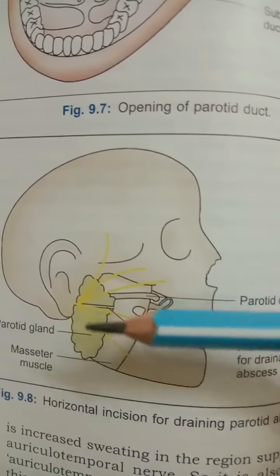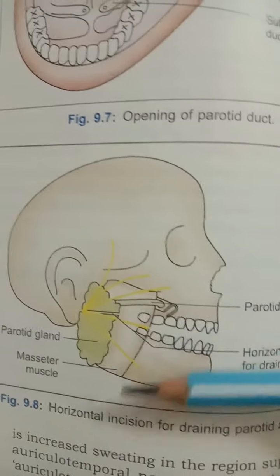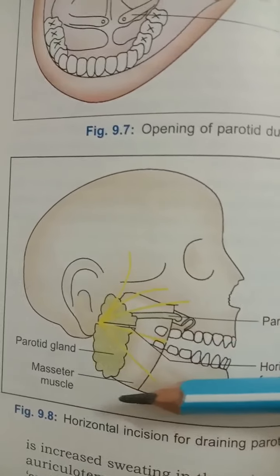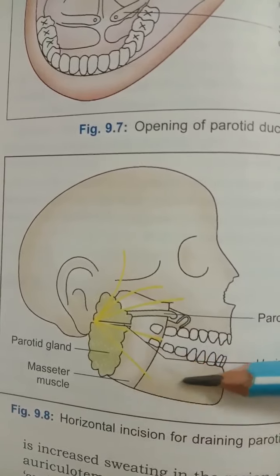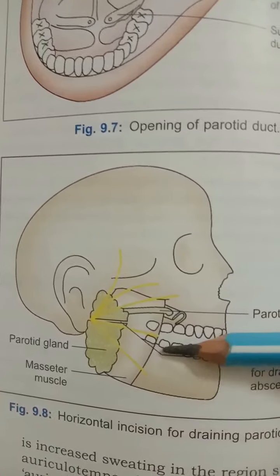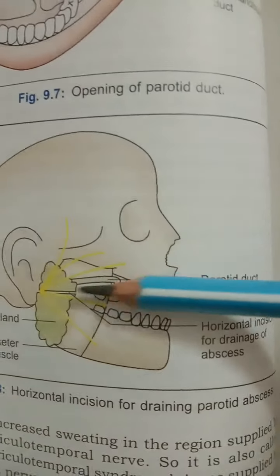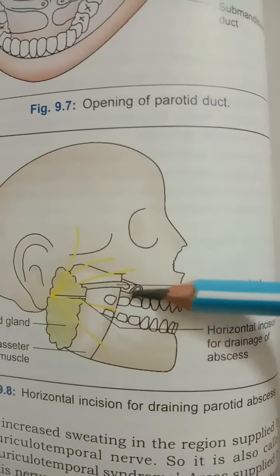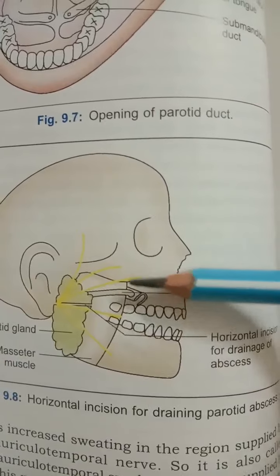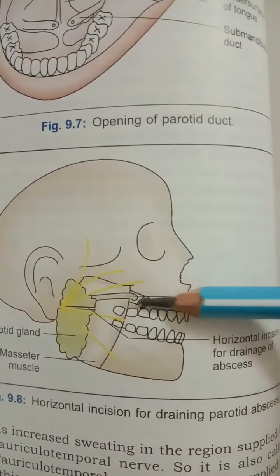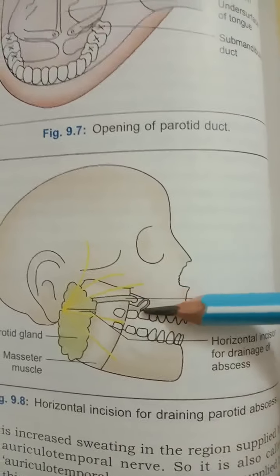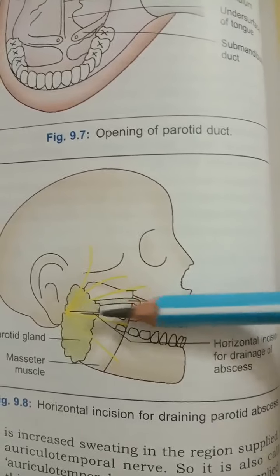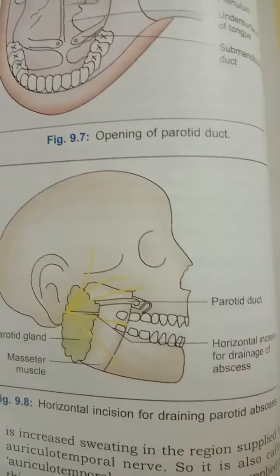Then the parotid abscess may be caused by the spread of infection from the opening of the parotid duct in the mouth cavity. You know the parotid duct opens into the mouth cavity or oral cavity, so the infection of the parotid gland may be caused through mouth infection.